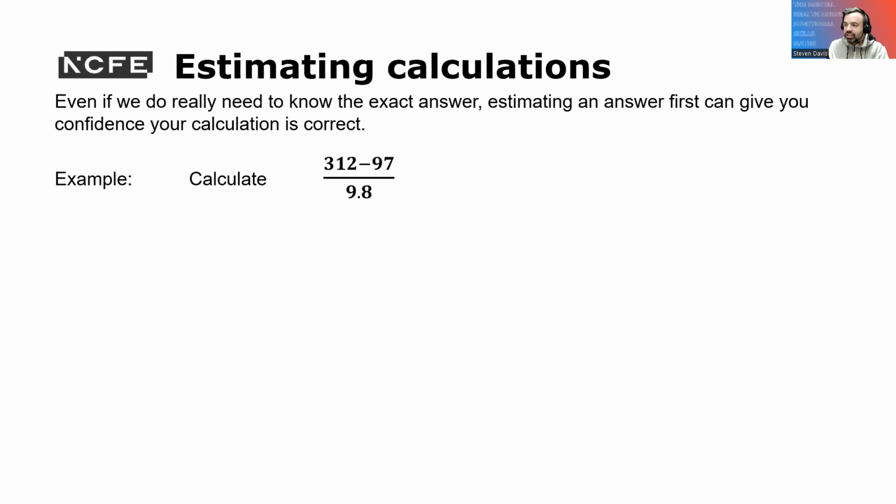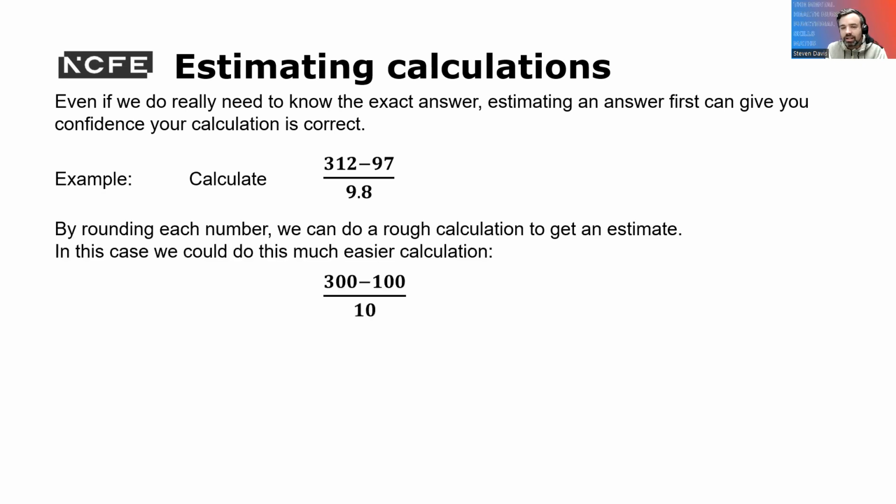So with estimated calculations, even if we do really need to know the exact answer, estimating an answer first can give you confidence that the calculation is correct. For example, 312 minus 72 divided by 9.8. By rounding each number, we can have a rough calculation to get the estimate. In this case, we could do this much easier: 300 minus 100 divided by 10. So this gives us 20.